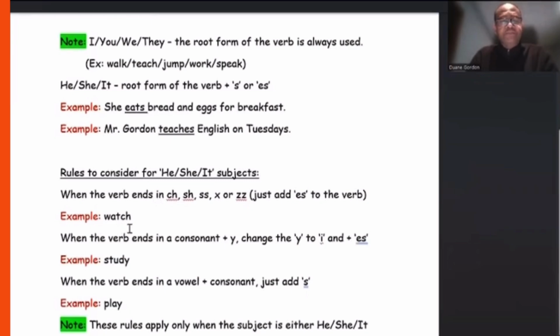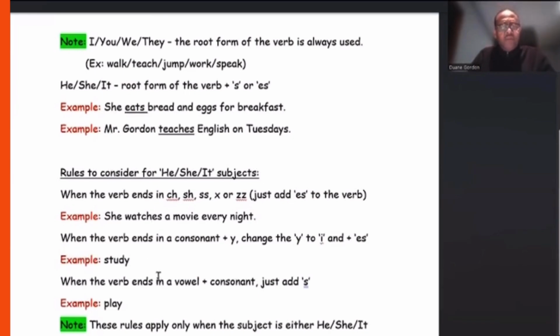Let's look at this example. Watch. Watch ends with ch. So we could say she watches. She watches a movie every night. She watches a movie every night, an action that happens quite often. The verb watch, and then we add the es to watch, it becomes watches.